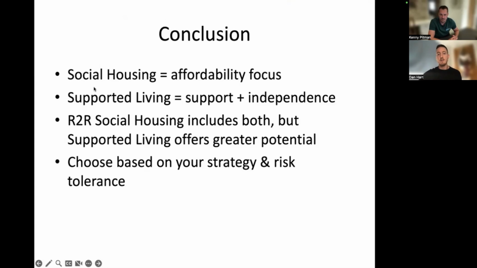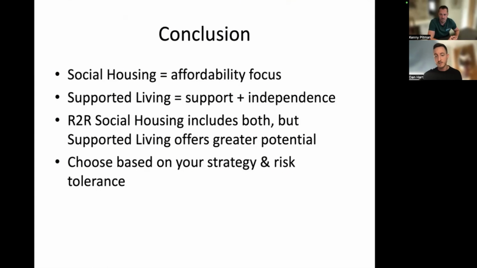So social housing, again, it's an affordability focus, right? LHA rates, just a roof over the head. That's what it is. Supported living is support and the encouragement and assistance to independence. Rent to social housing includes both, but supported living offers greater potential in regards to making money because they get access to these exempt rents and they can pay market value or above.